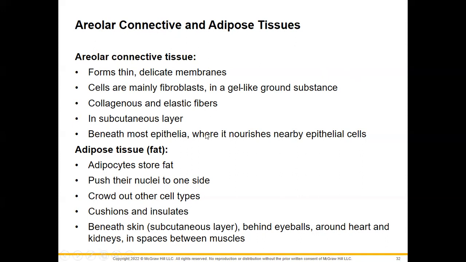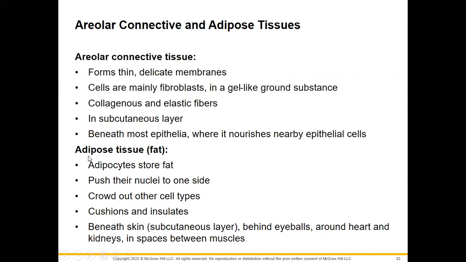This is going to help nourish those epithelial cells. Remember, epithelial tissue does not have its own blood supply. It's avascular, which means it needs to be nourished by the connective tissue cells that are deep to it. And areolar connective tissue is deep to a lot of epithelial tissue, and so it can nourish those cells. So those are areolar connective tissues.